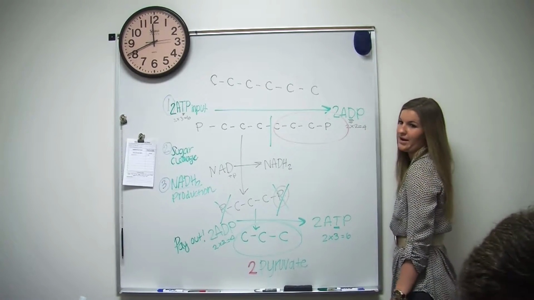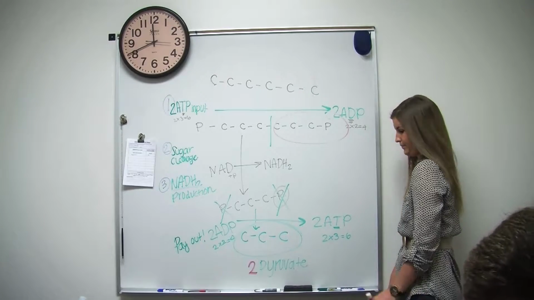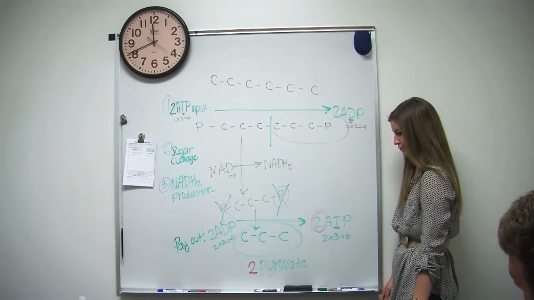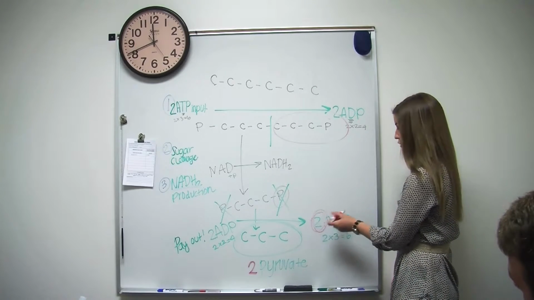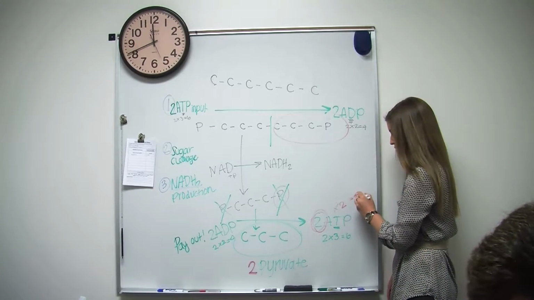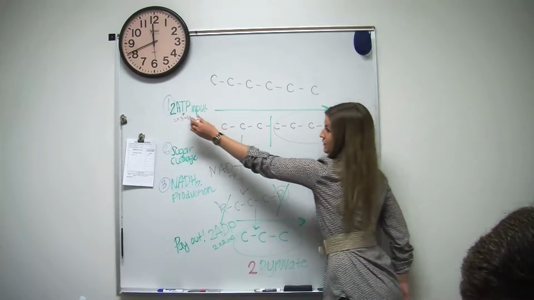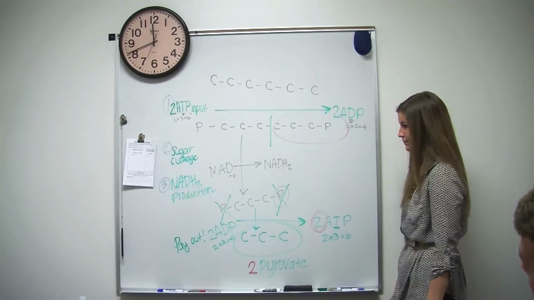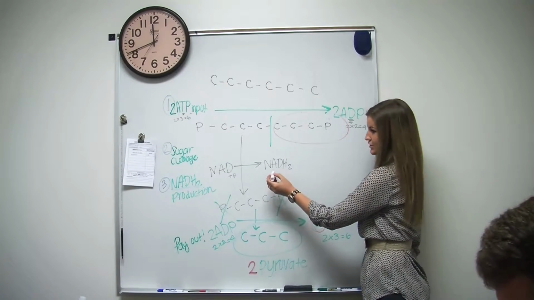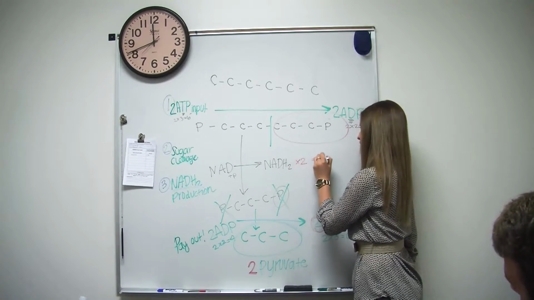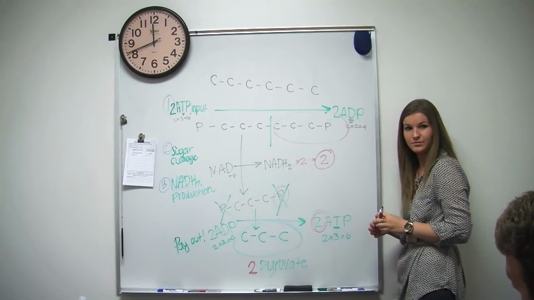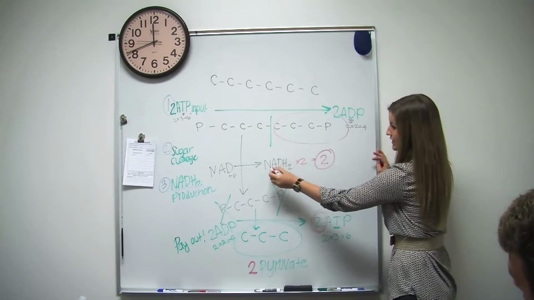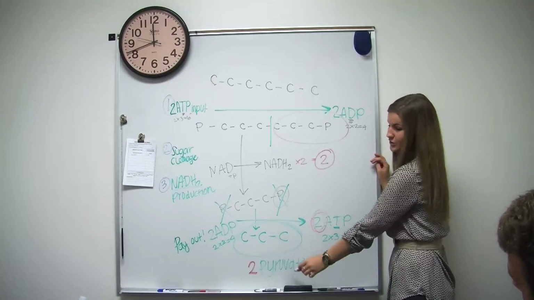How many ATP do we have net? 2 ATP. Because we normally would times that by 2, right? And get 4, but we have to minus 2 because we used the input. So we get 2 ATP. And how many NADH? 2. So from glycolysis, we're going to have 2 NADH, 2 ATP, and 2 pyruvate.